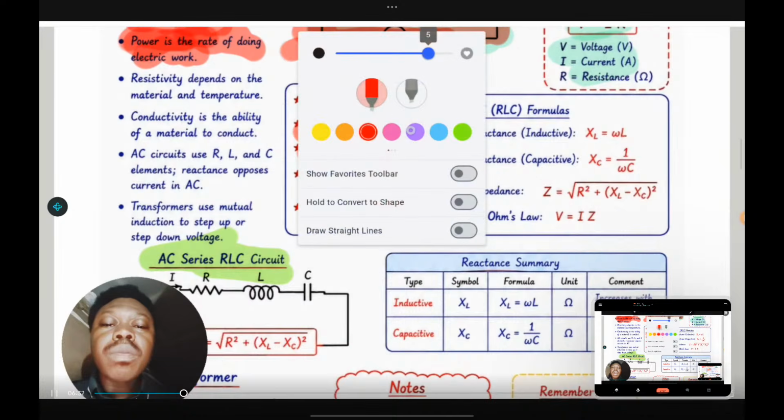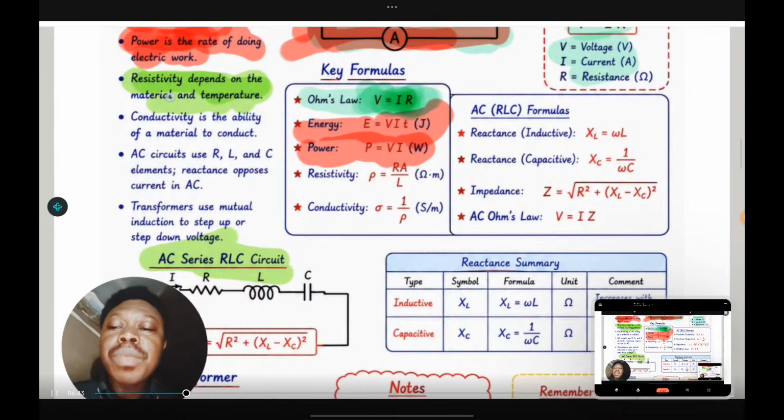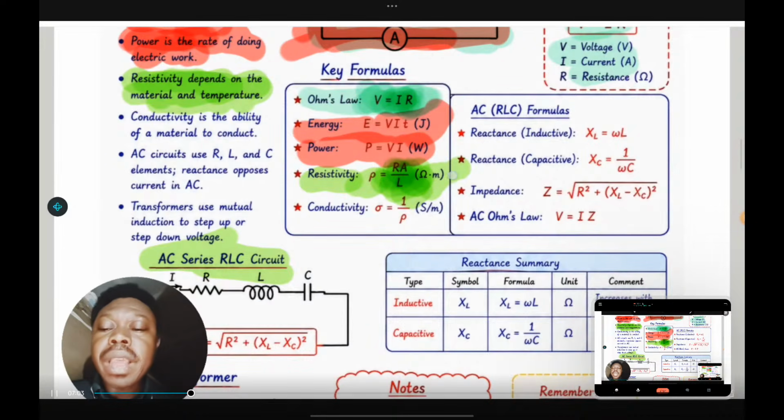Then I will also capture resistivity, because sometimes 1 or 2 questions can come out from resistivity. Resistivity depends on the material, the type of conductor used, and the temperature of the environment also affects resistivity. Hence, resistivity rho equals R times A divided by L, where R is resistance, A is area and L is length, so that our SI unit is ohm meter.